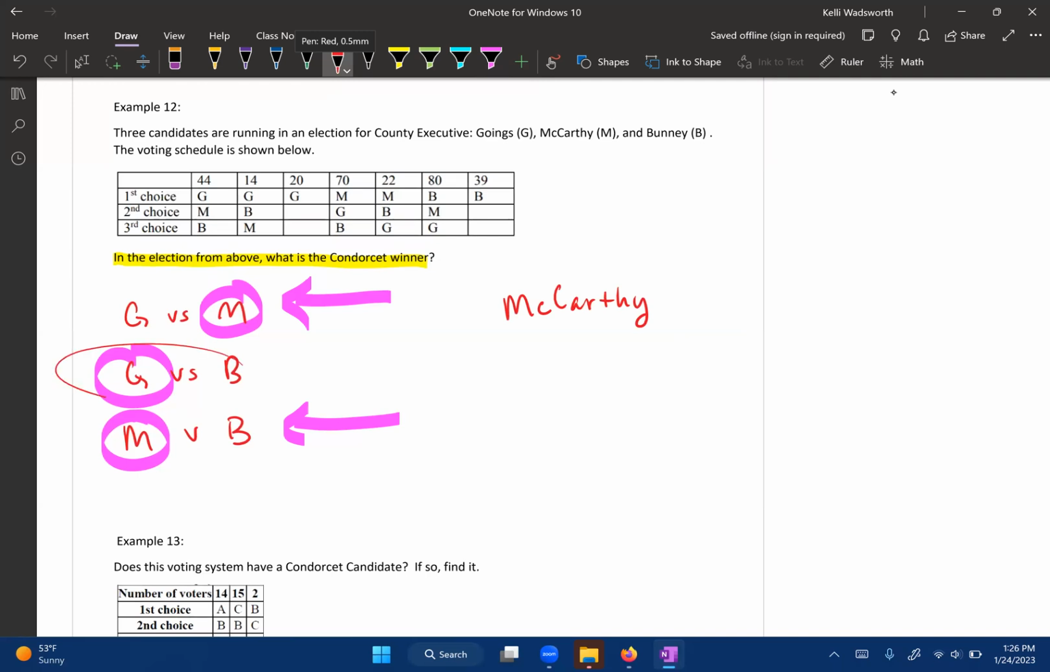Right. Notice how this one is not really counted, because that is not one of the pairwise comparisons where McCarthy was compared. So one person can't win them all, because there are some comparisons they're not involved in. But you're looking at every time you do a comparison with a candidate, if that candidate wins in every single one of their comparisons, then they're the Condorcet. So McCarthy is the Condorcet winner because McCarthy won every single one of his pairwise comparisons.